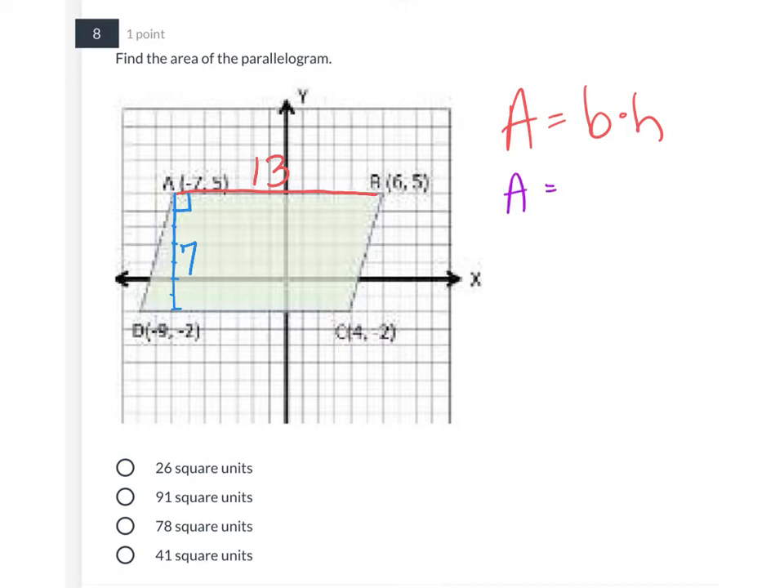So the area equals the base, which is 13 because I counted the units on the graph, and the height is 7, and it had to be perpendicular to that base. So 7 times 13, which is 91. So the area of that parallelogram is 91 square units. There it is. Beautiful.